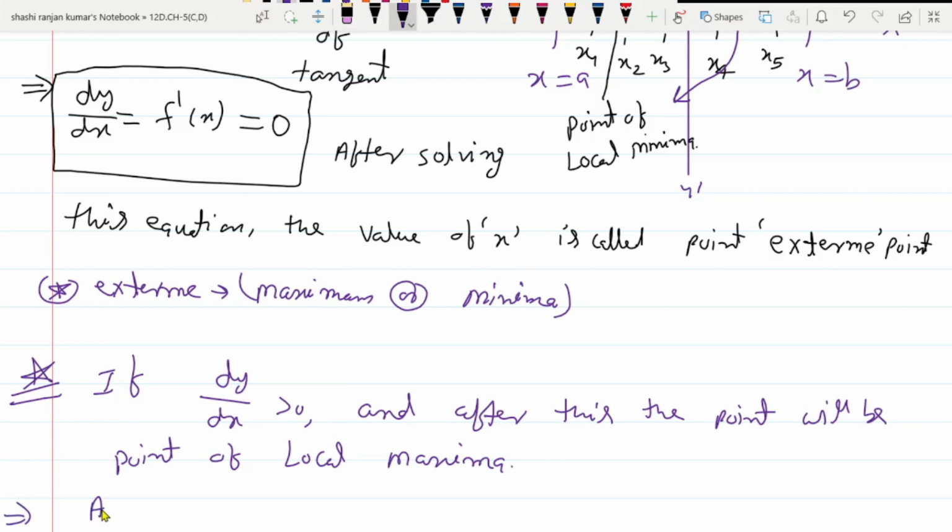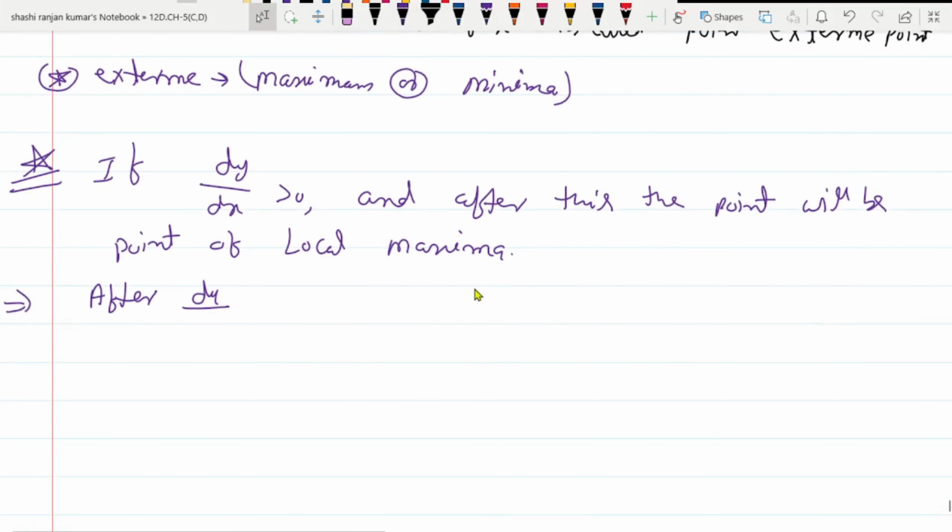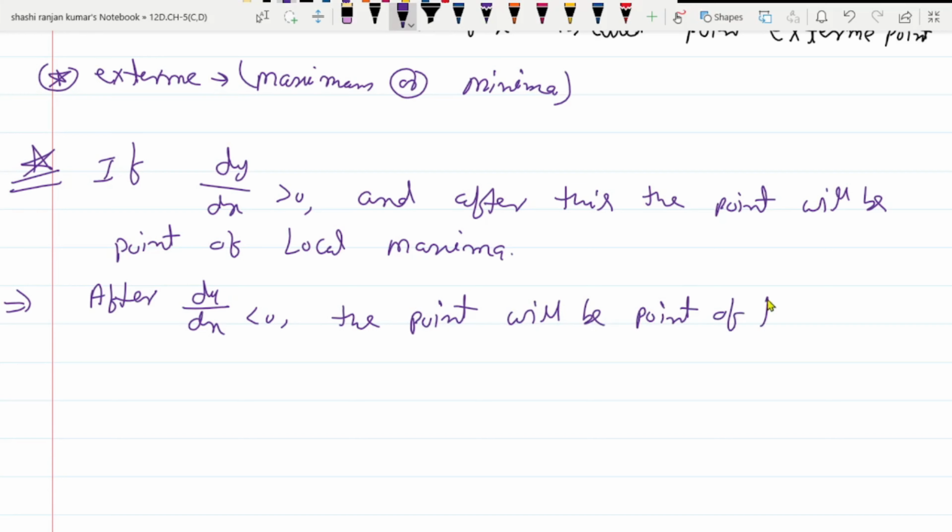Similarly, after dy by dx less than 0, let us suppose we have less than 0, after this the point will be the point of local minima. This is the point of local minima. So let me show you in the graph.